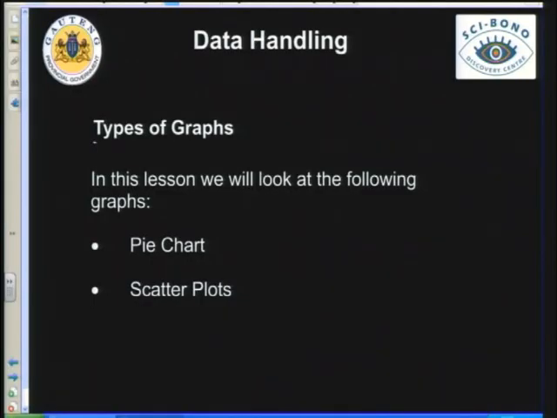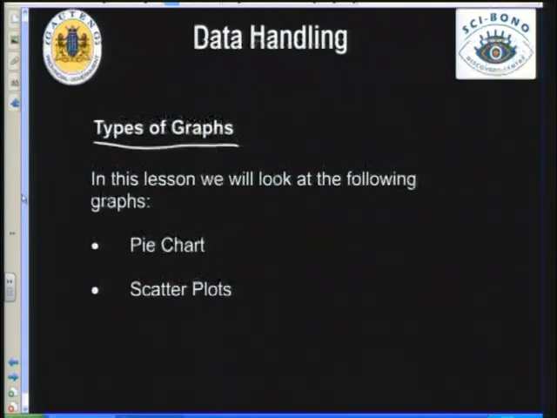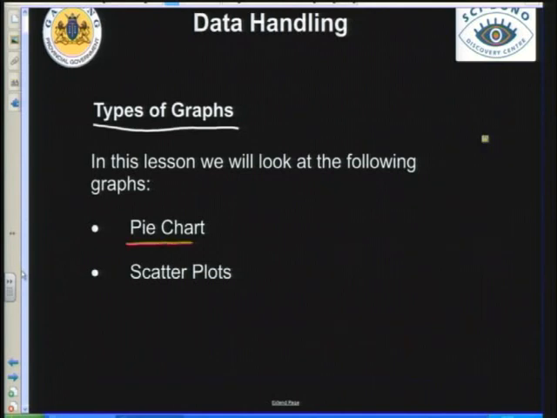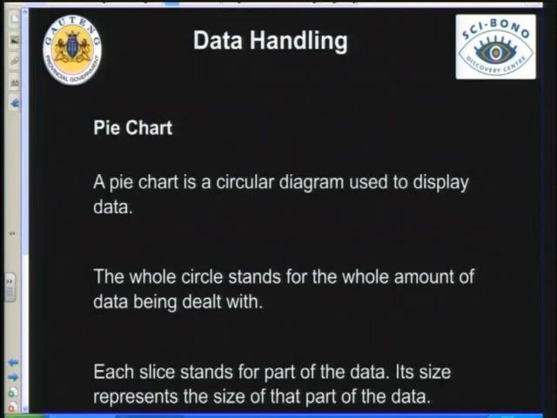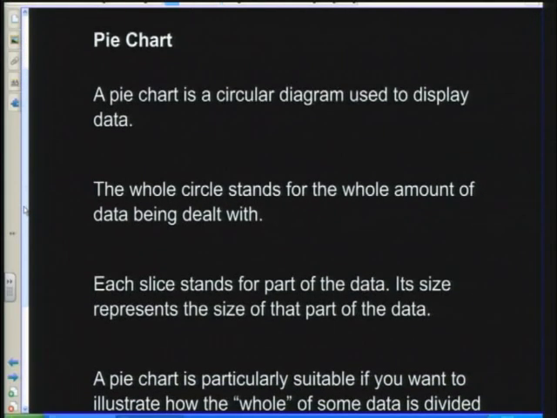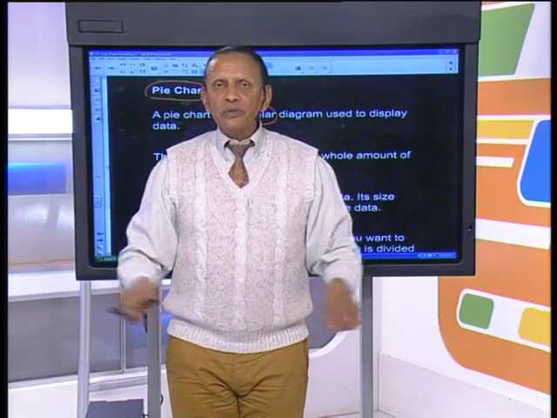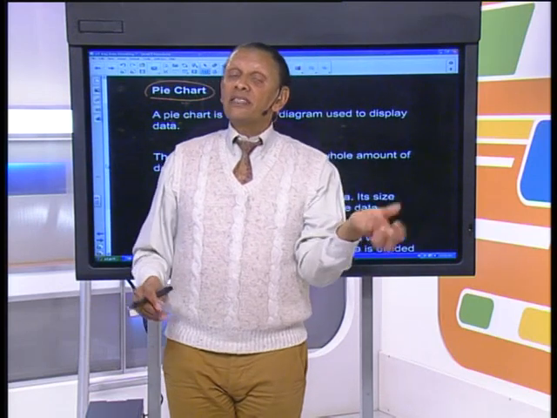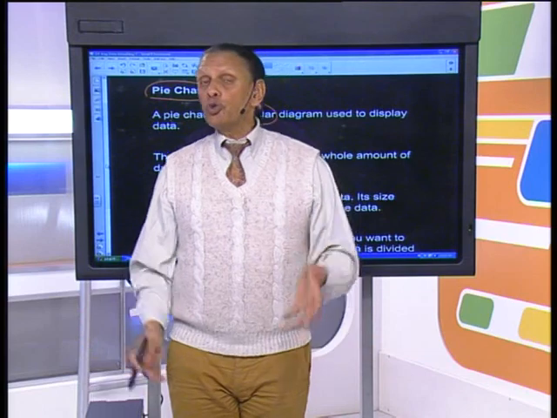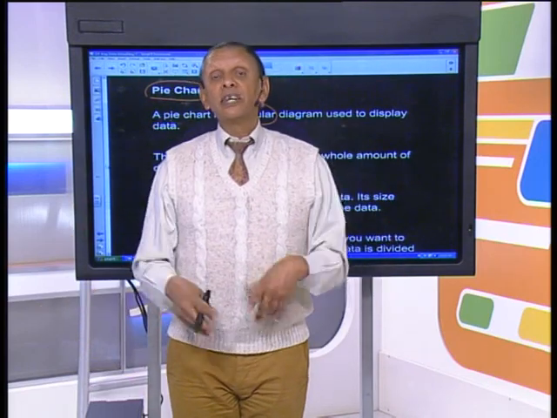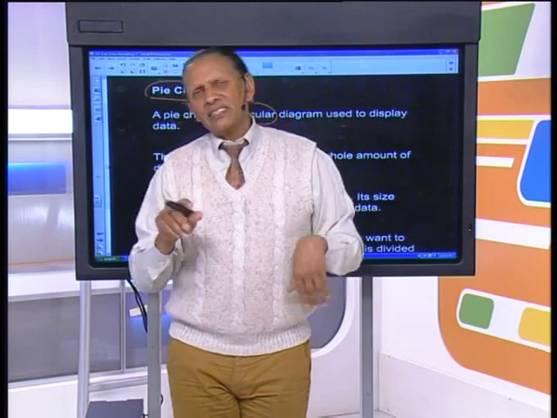Right, so, like I said, we continue our discussion on different types of graphs. We're going to look at the pie chart and we're going to look at the scatter plot. Let's start with a pie chart. What is a pie chart? A pie chart is a circular diagram. So it must be round like a circle. And that makes it so different. I'm sure in the newspapers you saw all these circles with different colors and different sectors.